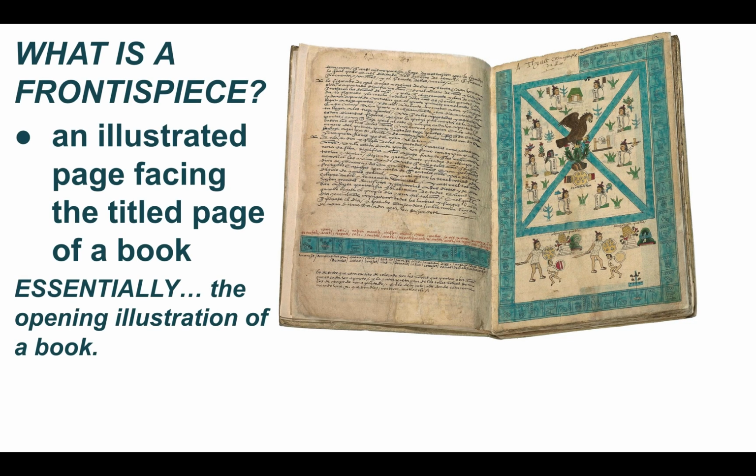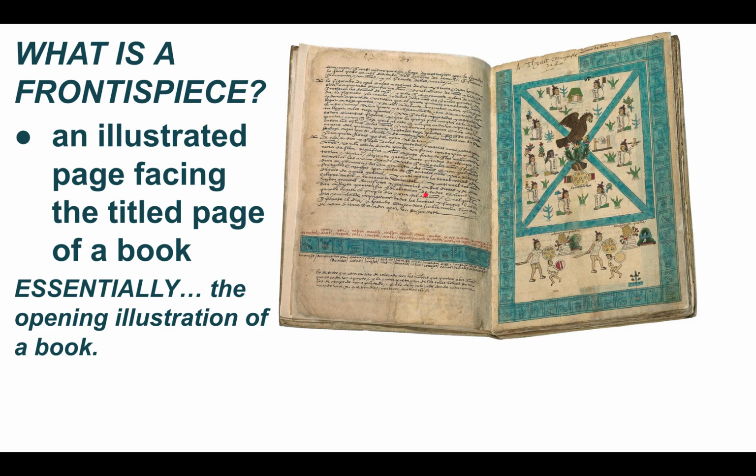So here we're seeing it open, and we can see the frontispiece on the right, and we can see a page on the left. A frontispiece is an illustrated page facing the title page of a book. Essentially, guys, a frontispiece is the beginning illustration of a book. This announces the book. This begins the book.